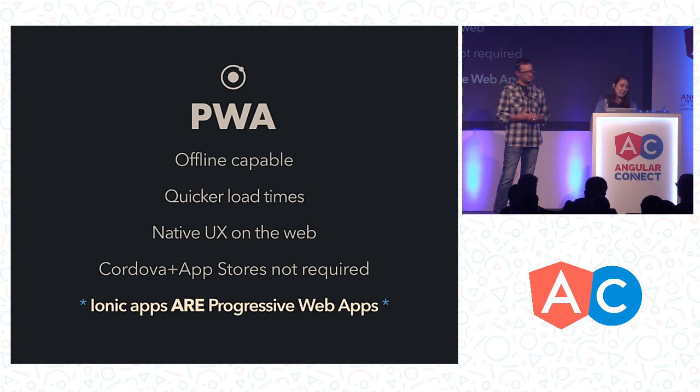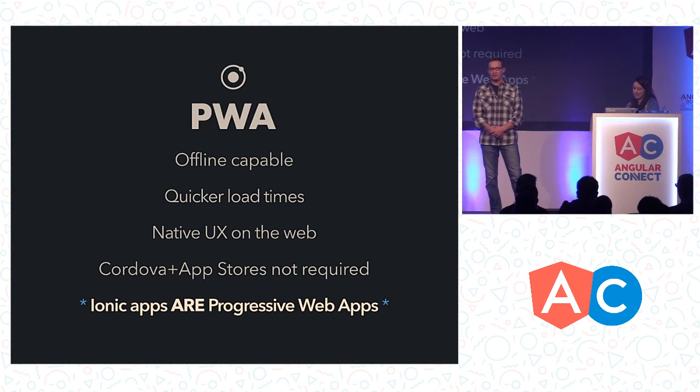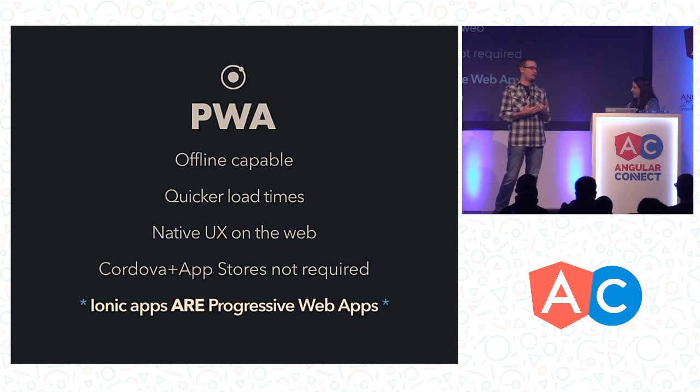And Cordova and app stores are not required, which means you don't have to wait on the approval process, you don't have to get a developer account, you don't have to have code signing done, but you can still use an app store if you would like to. And the biggest thing is Ionic apps are progressive web apps. So all you have to do is drop in a service worker and a manifest file, and you're good to go. And again, back to the Cordova point, Ionic has always been working great with Cordova so that you can deploy to all of the app stores.